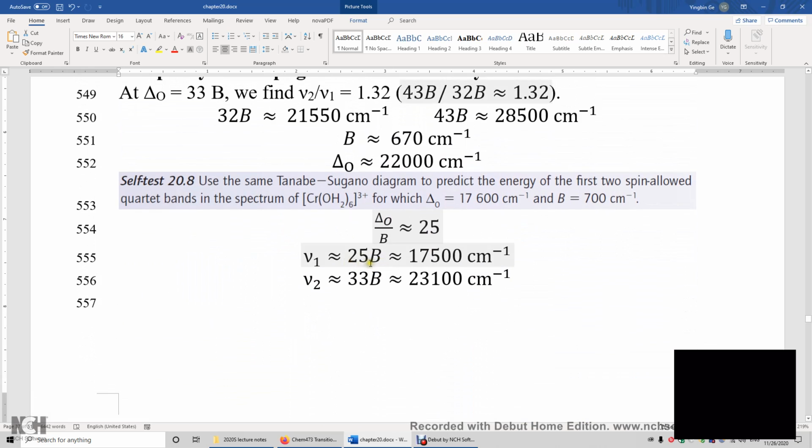Anyway, I got this 25B here and 33B here, and we just do a multiplication. 25B is this much, 33B is this much, and this is my prediction of the wave numbers of the first two peaks in the UV-Vis spectrum of hexaaqua chromium(III).